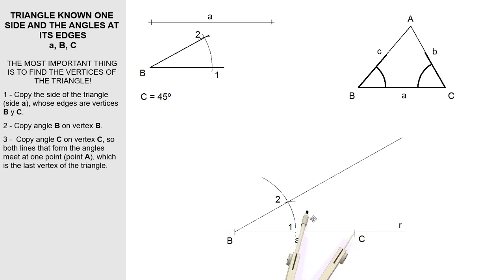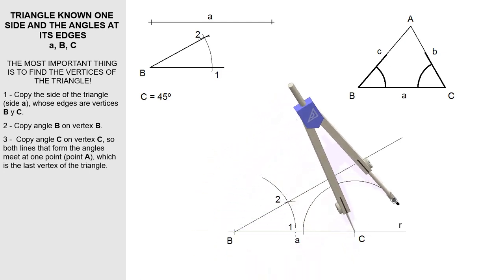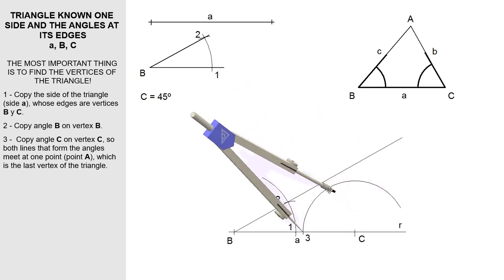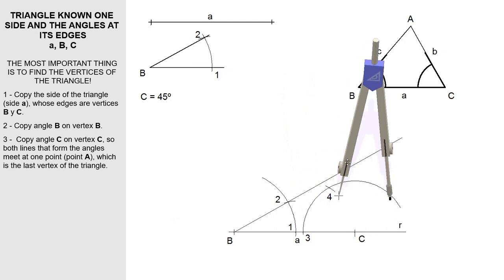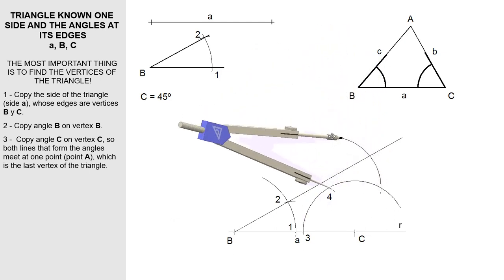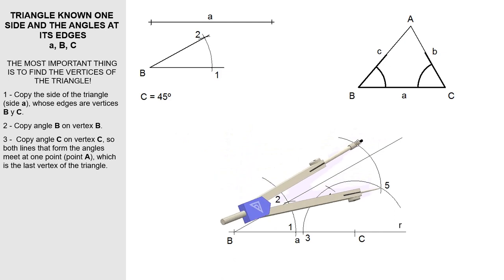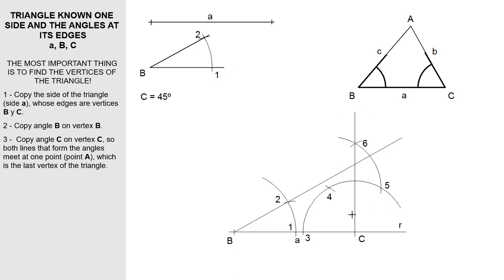Using point C as center and the radius we want, we draw an arc that meets semi-straight line R at point 3. Using point 3 as center and the same radius, we draw an arc that meets the former one at point 4. Using point 4 as center and the same radius, we draw an arc that meets the first one at point 5, and we extend it upwards. And using point 5 as center and the same radius, we draw another arc that meets the former one at this point 6. So the semi-straight line that starts at C and goes through point 6 forms a 90-degree angle with straight line R.